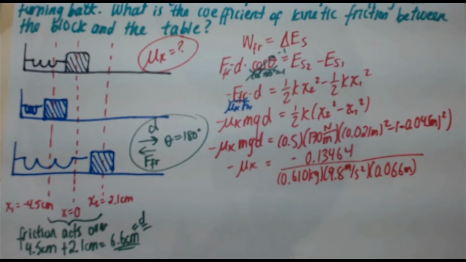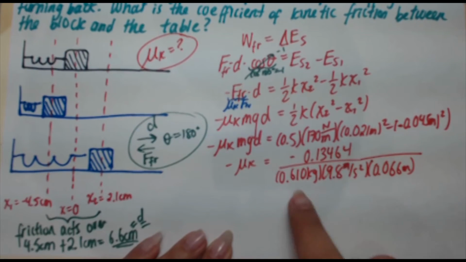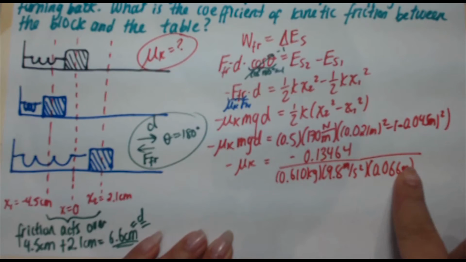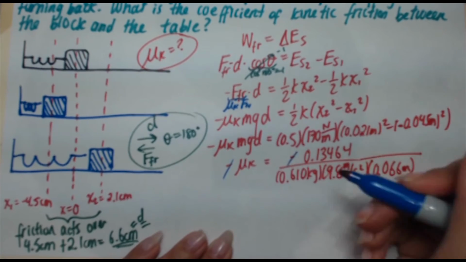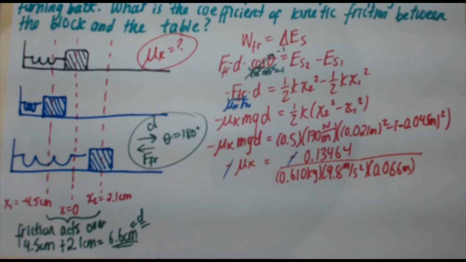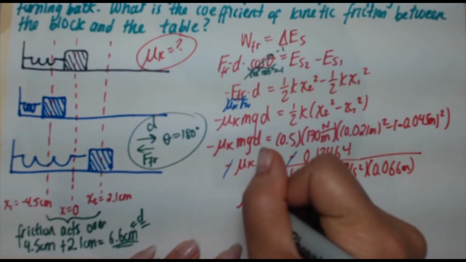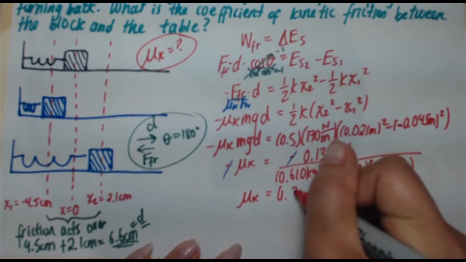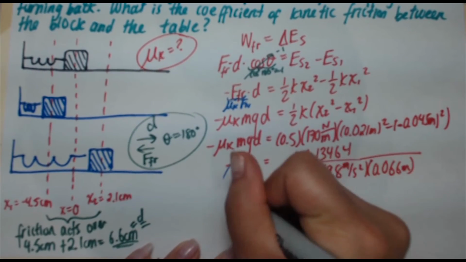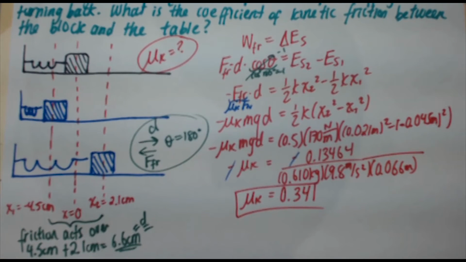Okay, so there you go. I just took what I had on the right. That's this number. I divided it by m times g times d. That's what's down here. So notice I've got a minus on both sides. That'll cancel, which it should, because you can't have a negative coefficient of kinetic friction. When you punch all this in your calculator, you are going to get mu k equals 0.34. Okay, so there you have it, guys. There is your coefficient of kinetic friction.